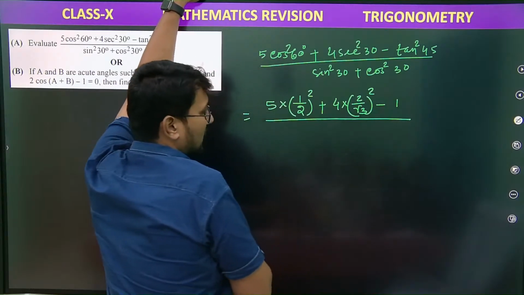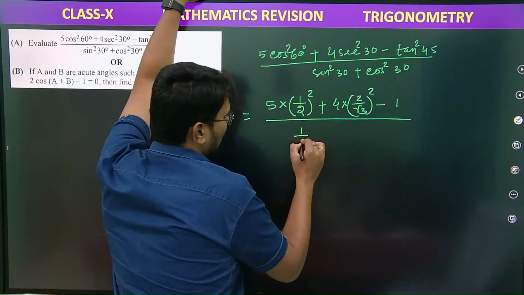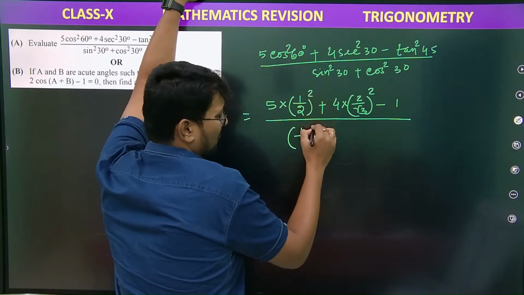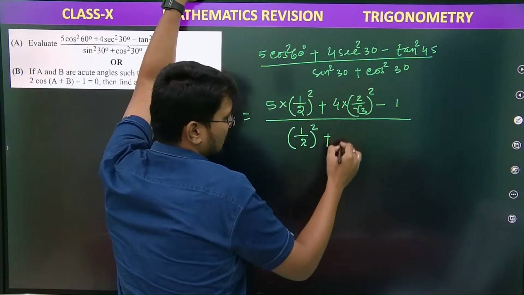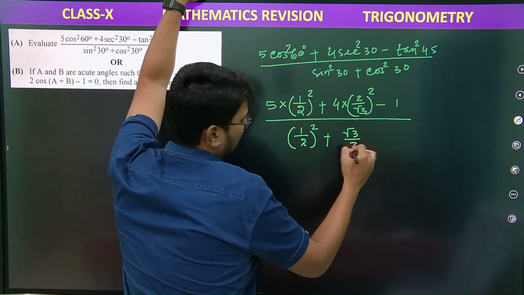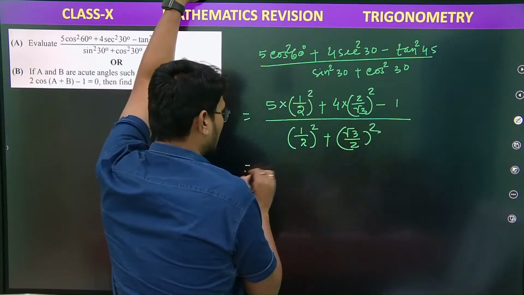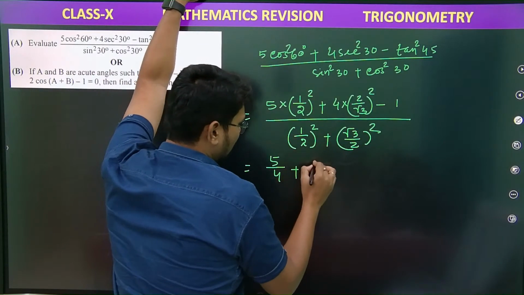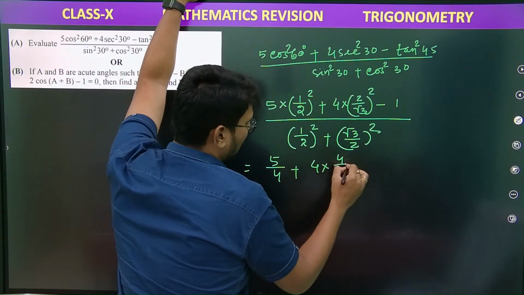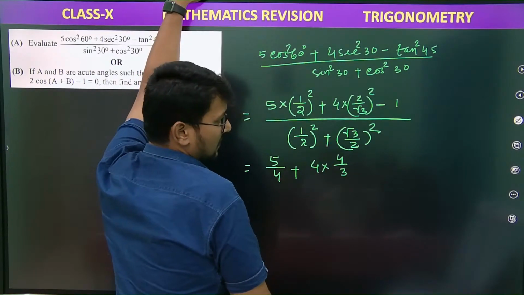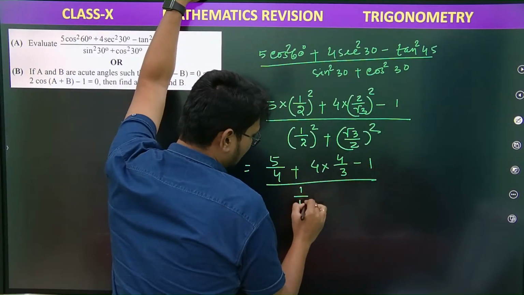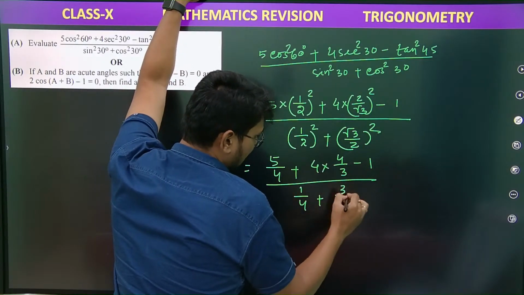Then sine square 30 is 1 by 2 square, plus cos 30 is how much? Root 3 by 2 square. Done. Okay, chalo, 5 by how much? This is 5 by 4 plus this is 4 into 4 by 3, minus 1, whole divided by this is how much? 1 by 4 plus 3 by 4.